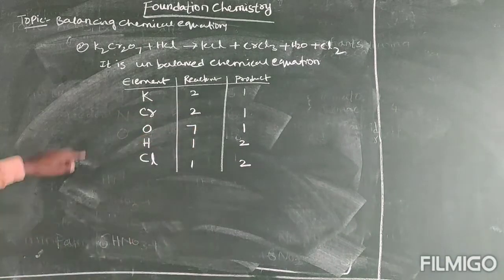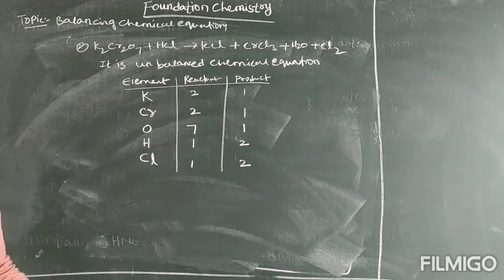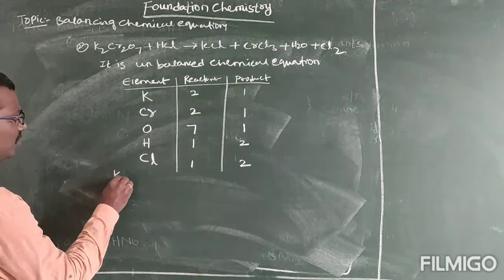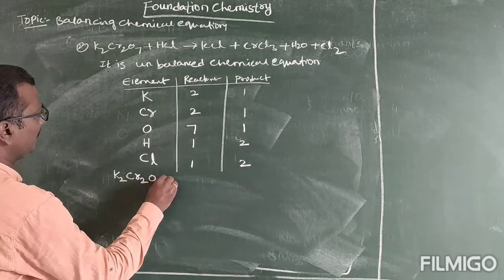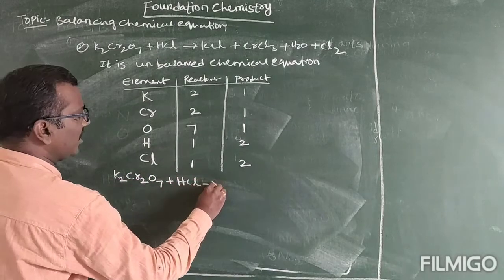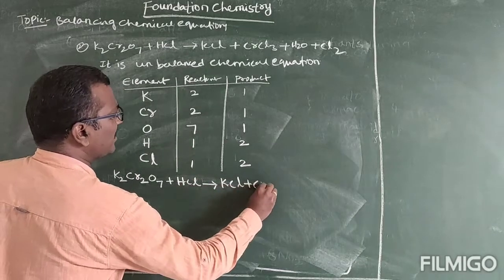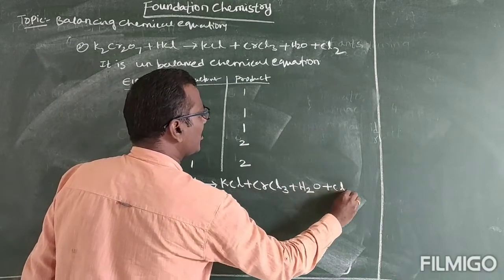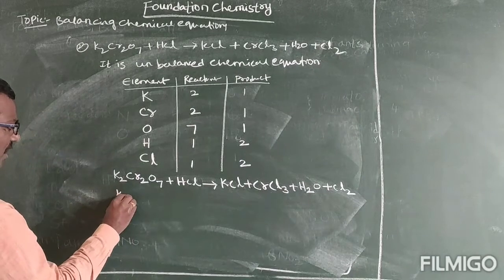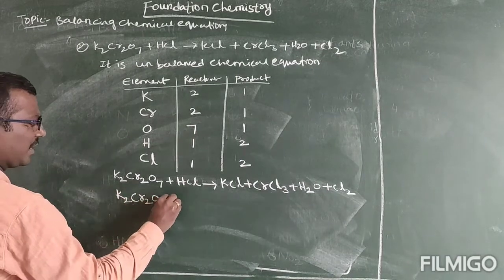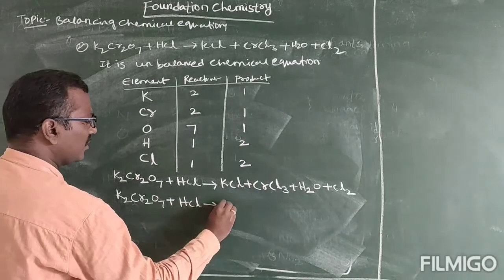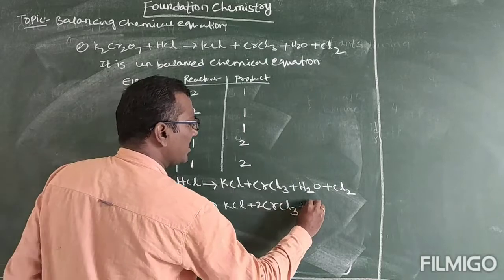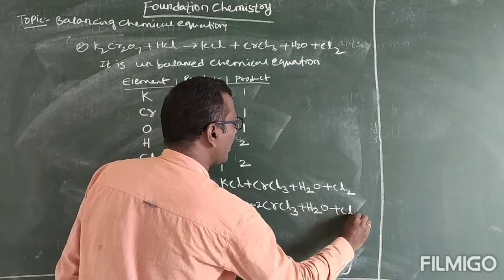So now how to balance? First this we will see. Here 2 are there. First chromium is highest. So I will go for that. So K2Cr2O7 plus HCl gives rise to KCl plus CrCl3 plus H2O plus Cl2. First, chromium, highest atomic number. So 2CrCl3 plus H2O plus Cl2.